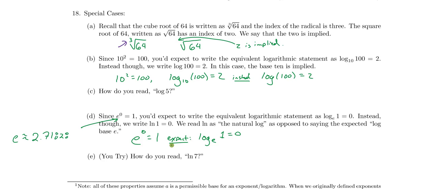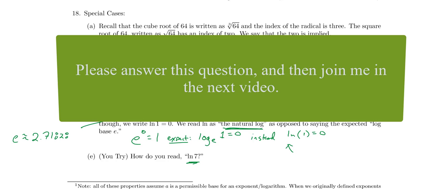And your expectation, there's nothing wrong with that expectation, but that's not how we've decided to write it. So instead, we're going to write it as the natural log of 1 is equal to 0. So this is read as the natural log of 1. Okay? So how would you read this, based on what I just said here? How would you read this expression right here? And what is the base of this particular logarithm? So pause the video and answer that.